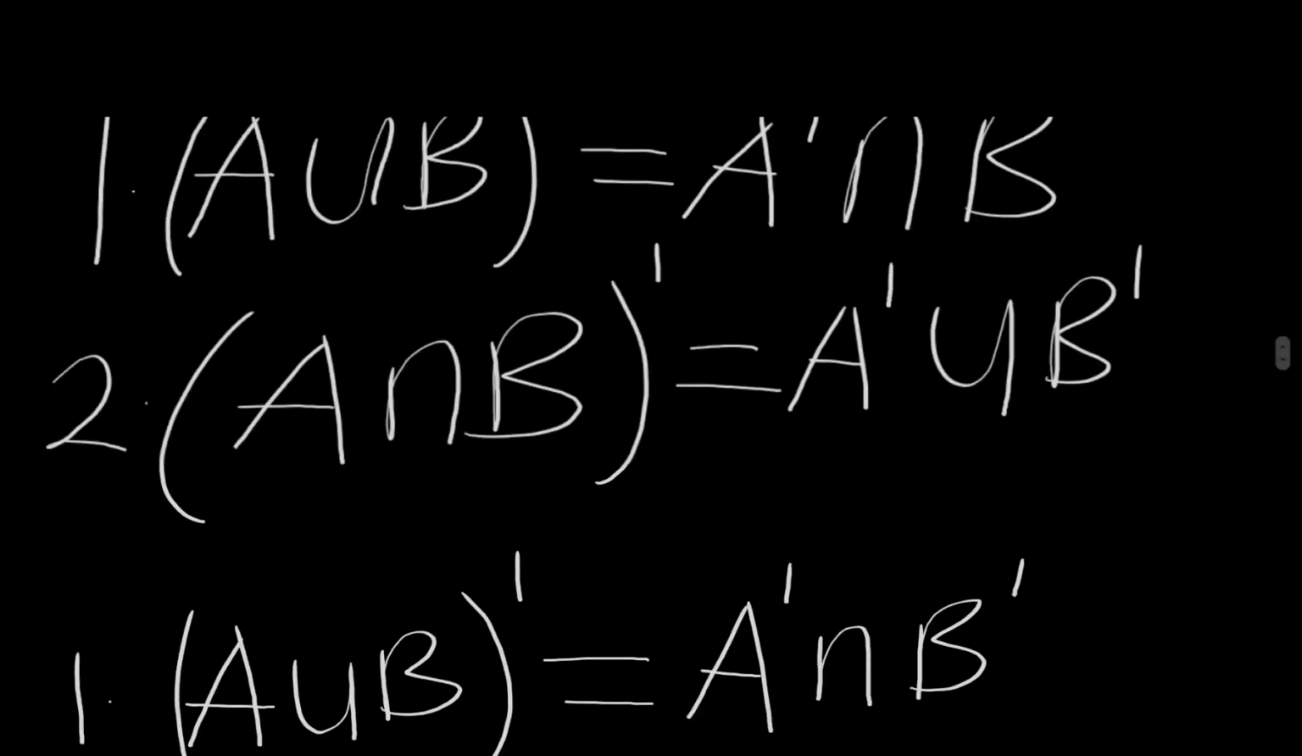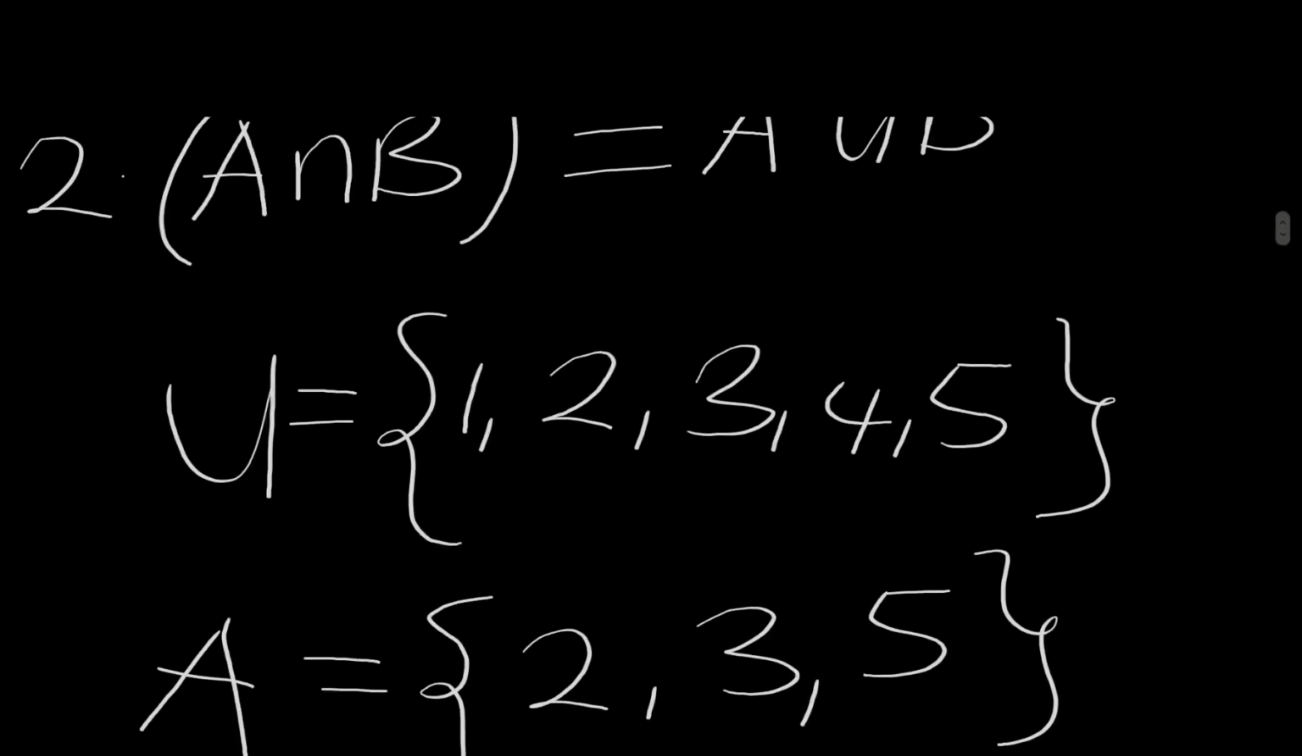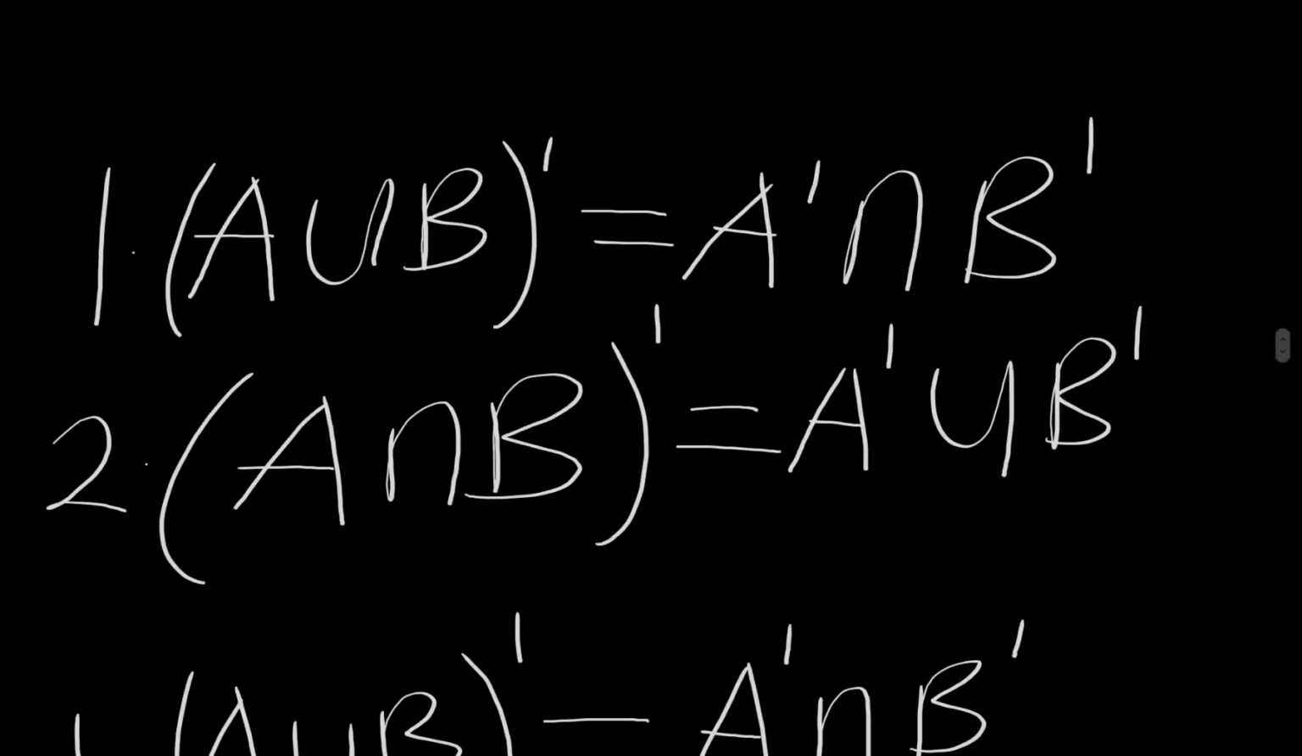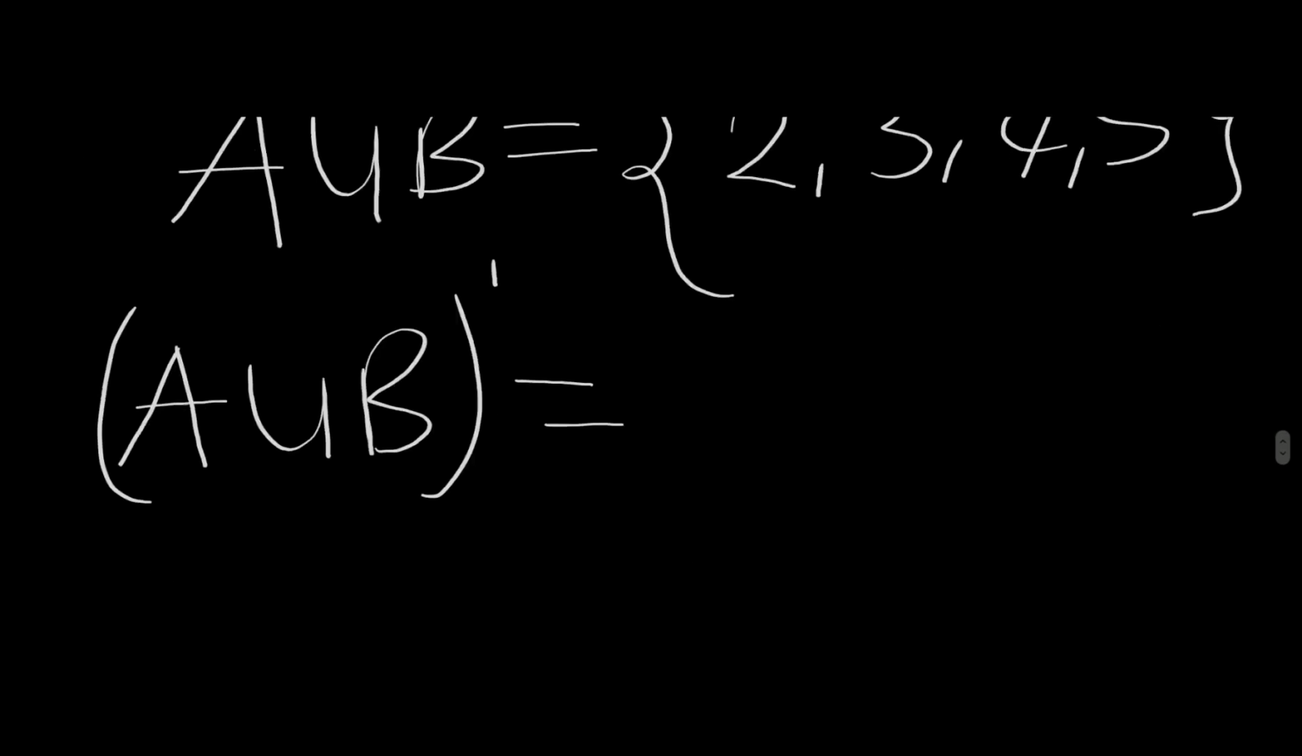So let's check the universal set. 2 can be found in A union B. 3 can also be found in A union B. 4 and 5 can also be found in A union B. Therefore, the only element that is in the universal set that cannot be found in A union B is 1. Hence, (A union B)' is equal to {1}.